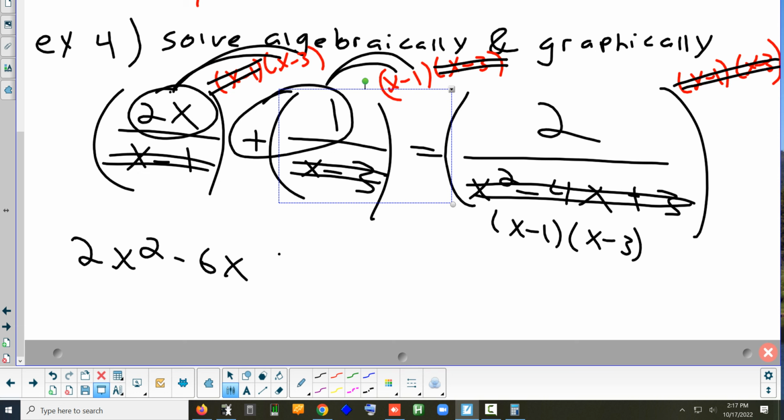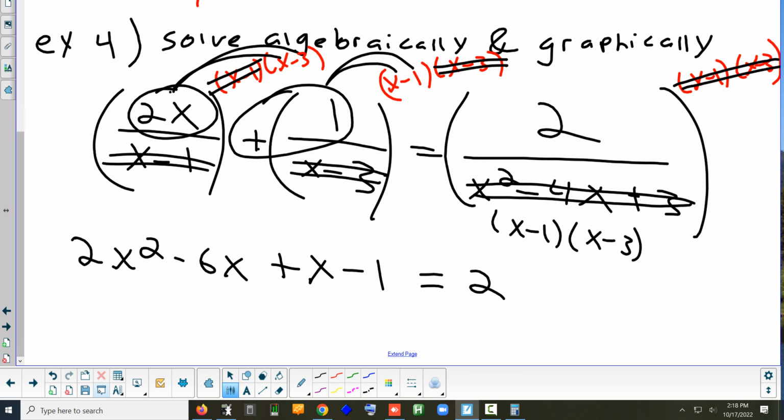So x, and then positive 1 times negative 1, negative 1. And what's on the right side? 2. So now, if we look at that, what kind of equation is that? It's a quadratic. So now we got rid of all the fractions. Highest exponent's 2. So now it's a quadratic.